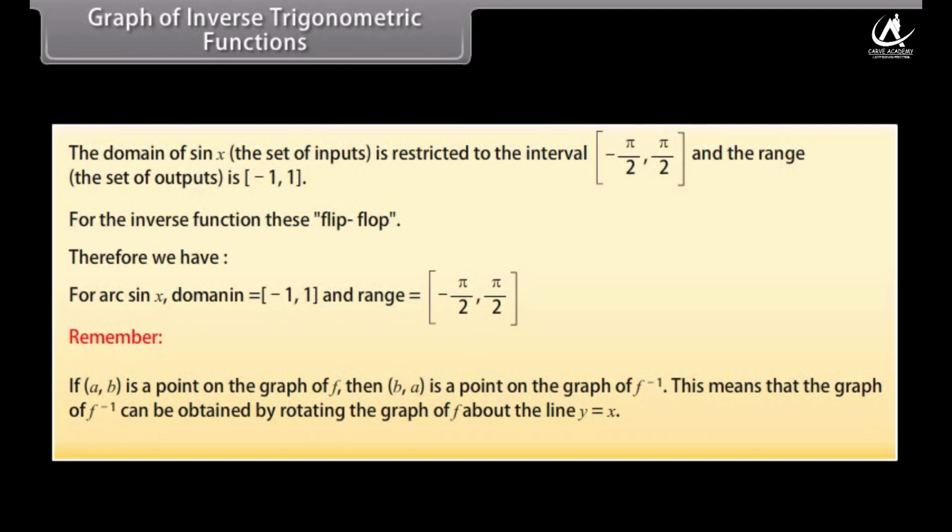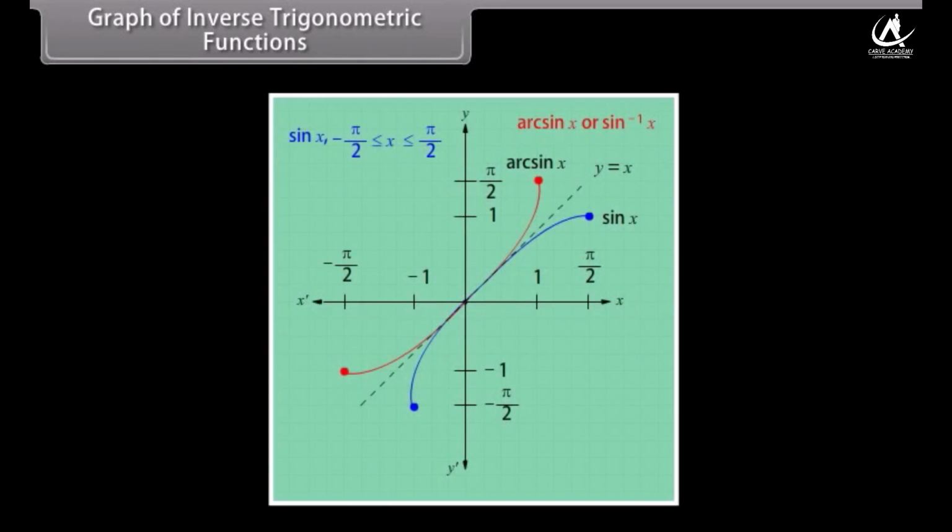This means that the graph of f inverse can be obtained by rotating the graph of f about the line y is equal to x. Using this idea of rotation and by plotting some points, we see this graph of arc sin x.